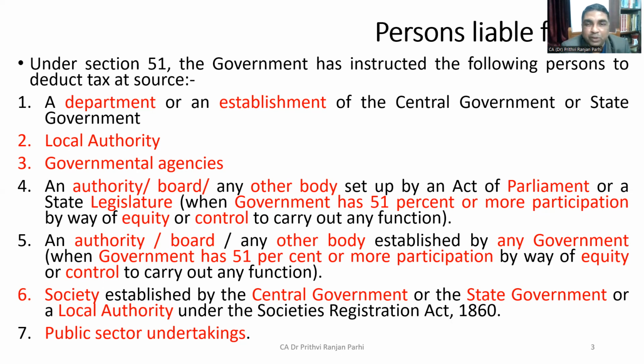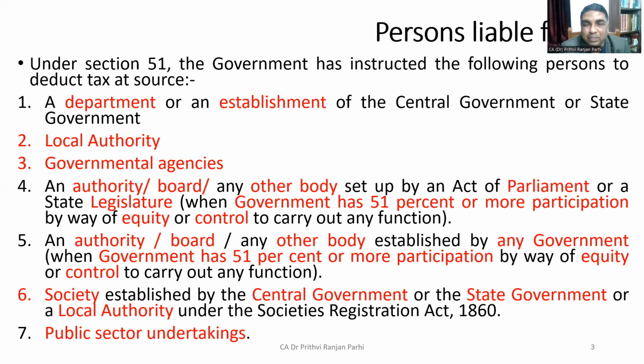Then an authority, board, or any body set up by an act of parliament or state legislature. That means it may be a central body or maybe a state level body. And it says when the government has 51% or more participation, by way of equity or control. Government might be holding equity shares. It says equity or control. That means without holding equity shares also, government may control. Let us say government is controlling the composition of the board of directors of that body. In that case also, government has control.